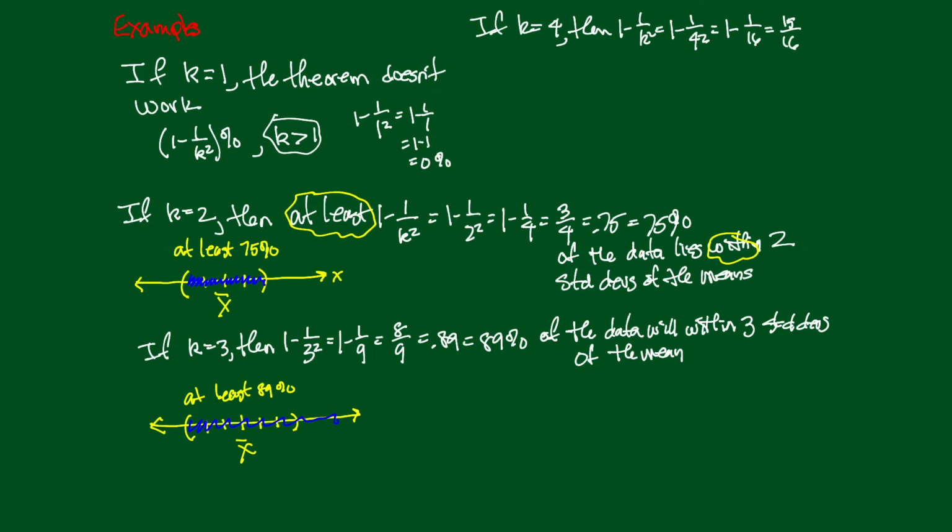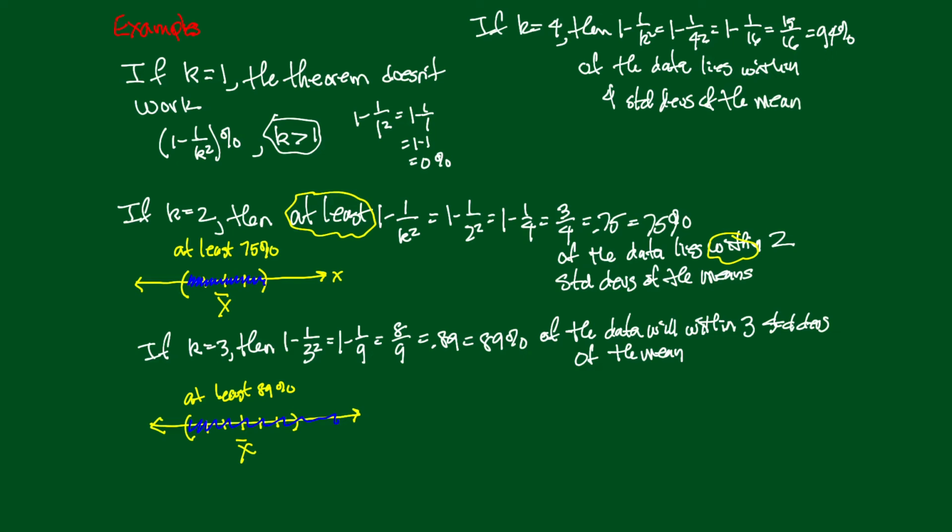And 15/16, I'm running out of room. I'm just going to say 94%. Okay, it's not exactly, but it's close enough. So 94% of the data lies within 4 standard deviations of the mean. You can almost read this.